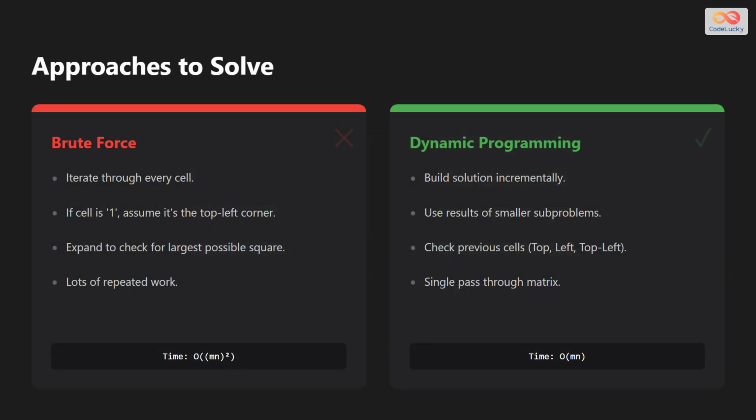How can we solve this? A brute force approach would be to iterate through every cell. If we find a 1, we treat it as the top left corner and try to expand it into a square as far as possible. This involves a lot of redundant checking, leading to a time complexity of O of m n squared. We can do much better using dynamic programming to achieve a linear time complexity of O of m n.